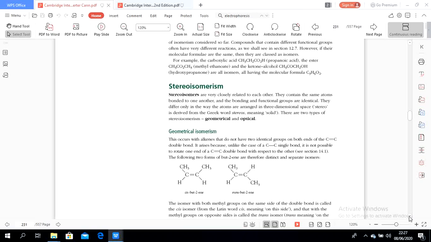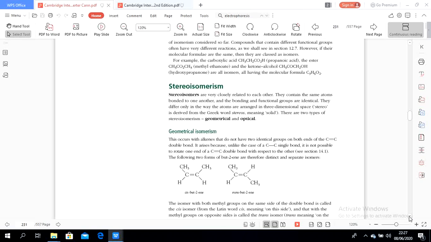Stereo is derived from the Greek word stereos, which means solid. There are two types of stereoisomerism: geometrical and optical. Let's see geometrical. This occurs with alkenes that do not have two identical groups on both ends of the C=C double bond.